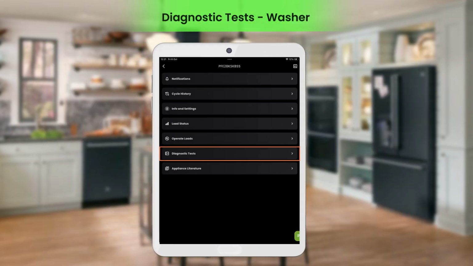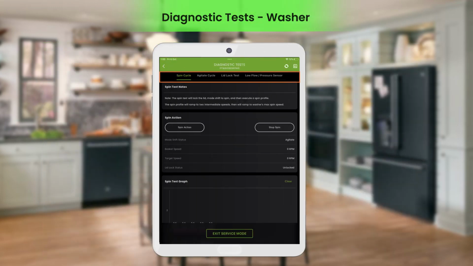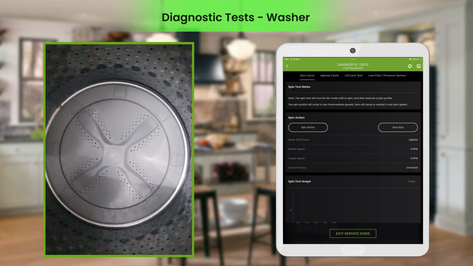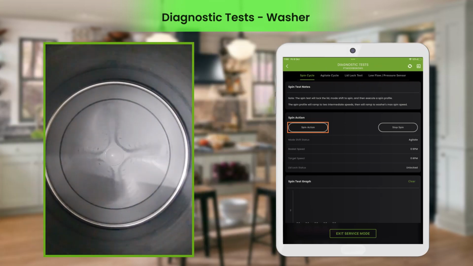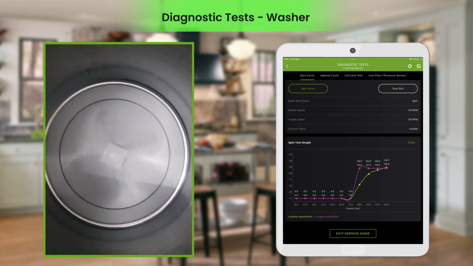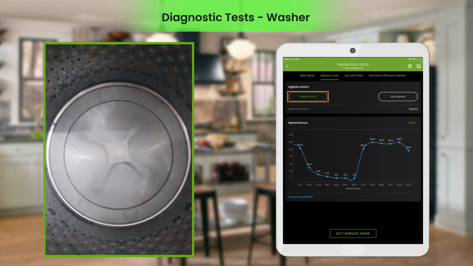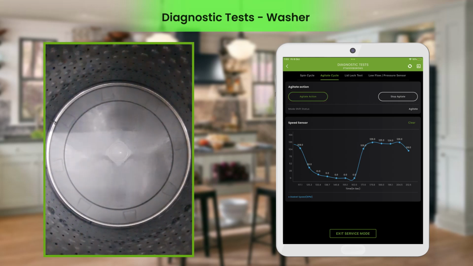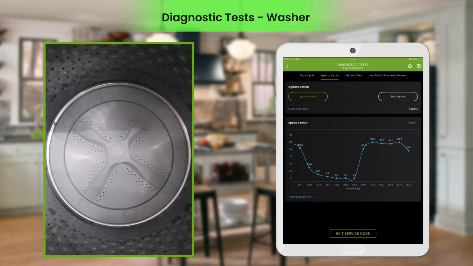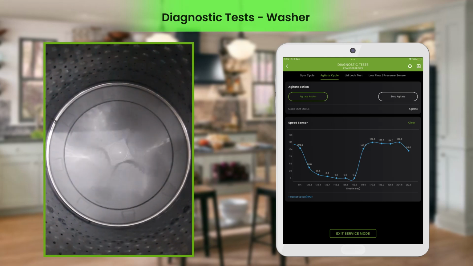Click Diagnostic Tests to exercise the subsystems of the washing machine. The ability to put the washer in the spin cycle allows you to verify that the spin cycle of the washer is operating correctly. And conversely, you can command the washer to enter the agitate cycle to analyze the agitate action. Being able to put the appliance into specific modes of operation, such as spin or agitate, allows you to troubleshoot the appliance efficiently.